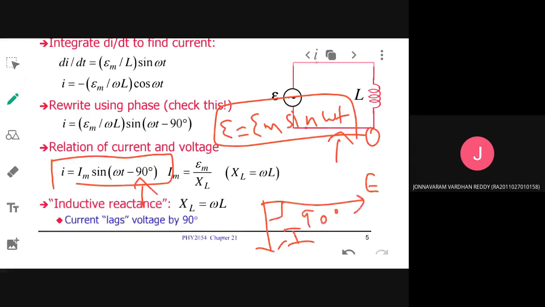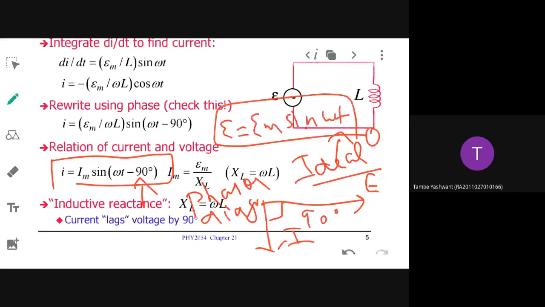So this is the ideal circuit, but in practical cases the angle will not be exactly 90 degrees, it will be some phi value. This diagram is called the phasor diagram for the purely inductive circuit, where I is lagging behind E. I is lagging behind E by how much angle? 90 degrees, pi by 2.